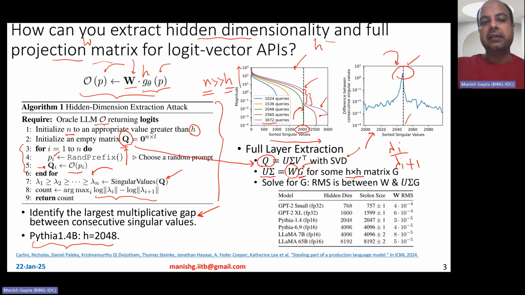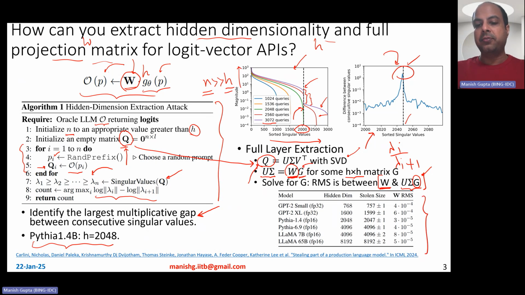Now, how good is this linear transformation, right? So therefore, what they do is take the actual W and try to estimate this matrix G. Remember, the estimated U sigma is WG. So they take the actual W, and they take the U sigma that was computed using the SVD decomposition multiplied with G, and they try to estimate G such that the difference between these two is minimized. Root mean square error is minimized, right? And then they report the mean squared error.